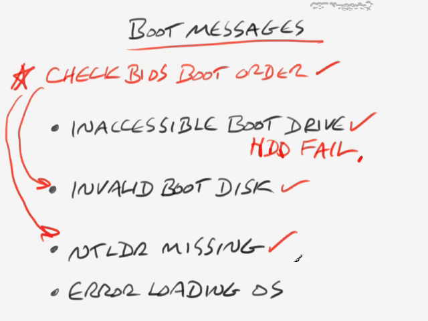There's also one other one here that's not listed in the A+ exam objectives, but I would still be aware of this. It might say something to the effect of error loading operating system. Very often this will point to a corrupt MBR, okay? MBR problem, okay? So check that one out as well, and I would just be aware of these various messages.